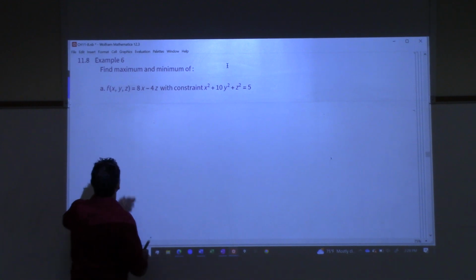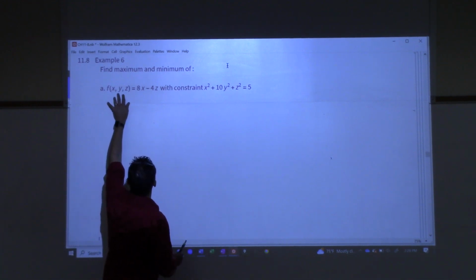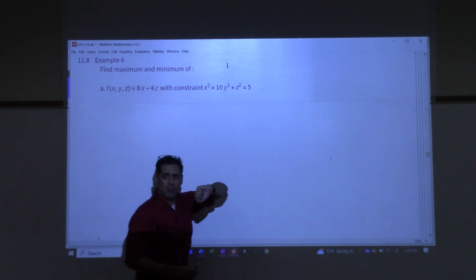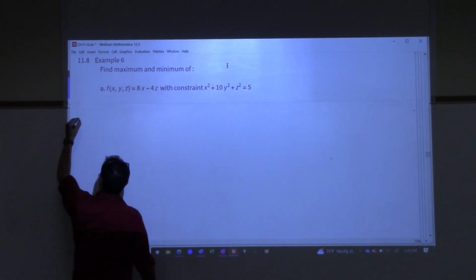So how do I know it's Lagrange? Function of 3 variables, right? Constraint equation, 3 variables equal to a constant. So I'm going to do Lagrange. Equation 1.